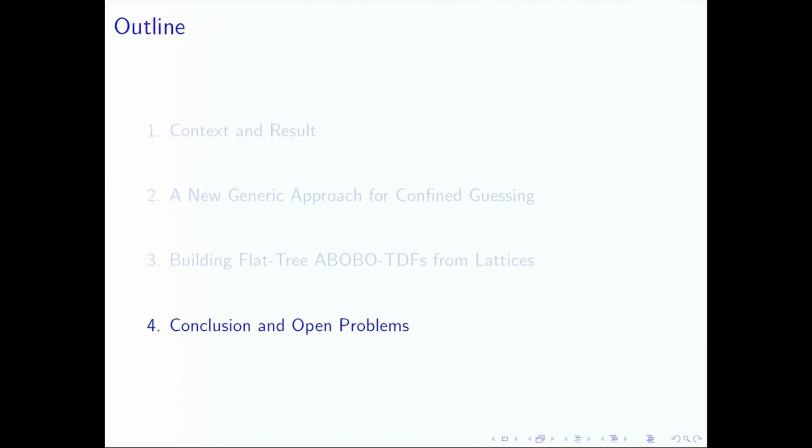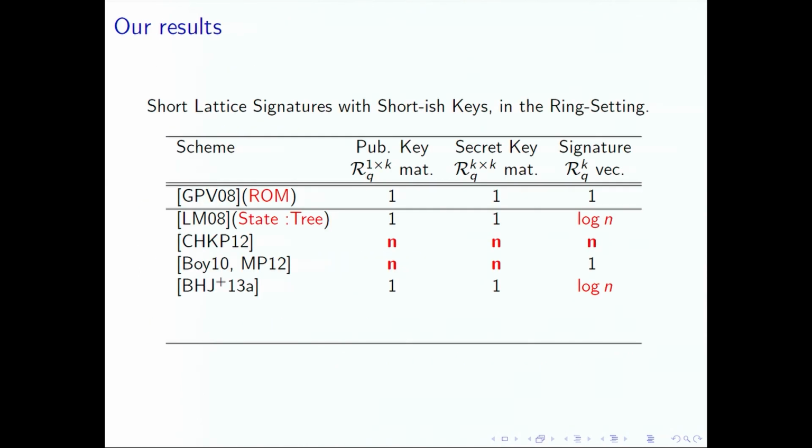All right. So let me conclude. This was the picture we had before. Basically, what we wanted is to have small signatures, so this one here, but smaller public keys. And this is what we achieved. So we still have the same size of signatures, but the public keys and secret keys are much smaller, which also impacts the efficiency of the scheme. It's also n times faster with this kind of ABO TDFs.